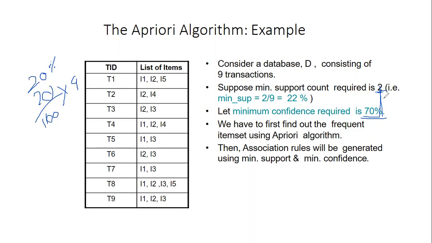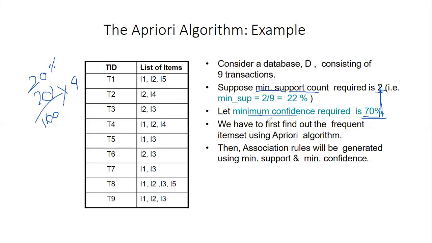Yes or no? Metrics. So to find the frequent item set, always remember, we use the metric called support count, against the minimum support count. And to generate the association rule, we always use the confidence against the minimum confidence. Two metrics. To generate the frequent item set, we need only support. To generate the rules, we need confidence.